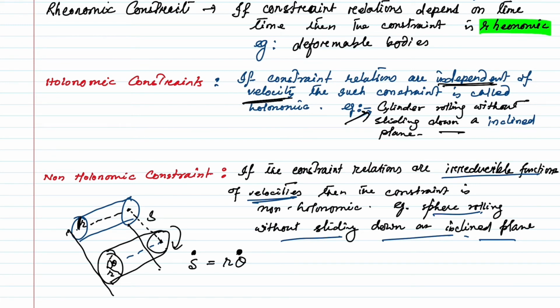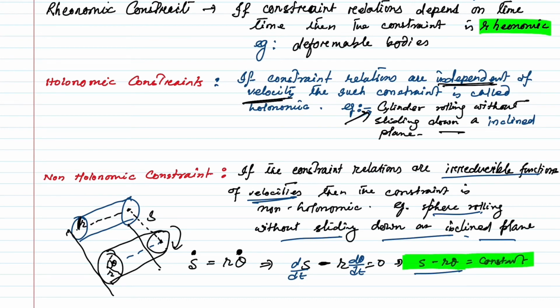If there is no sliding, this can also be written as s dot minus r theta dot equal to 0, where dot means ds by dt and d theta by dt. If you integrate this, you get s minus r theta equal to a constant. Here you see this relation is reducible, independent of velocity. There is no longer a velocity term in this relation, so that's why this condition is holonomic.